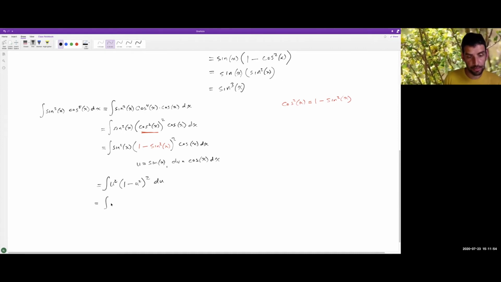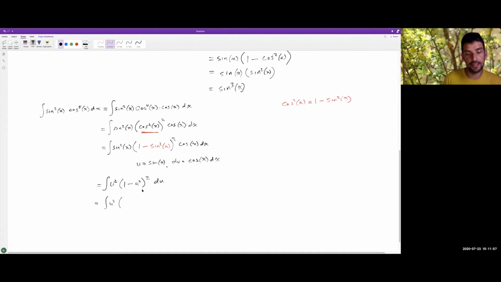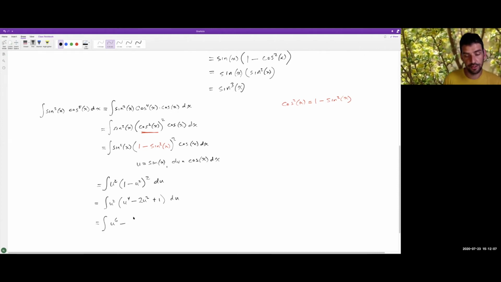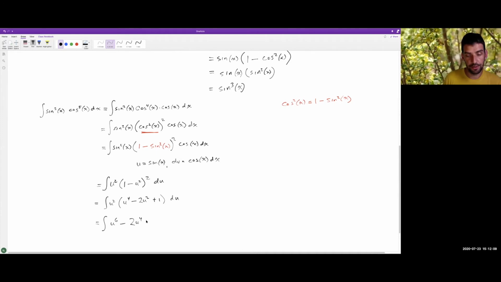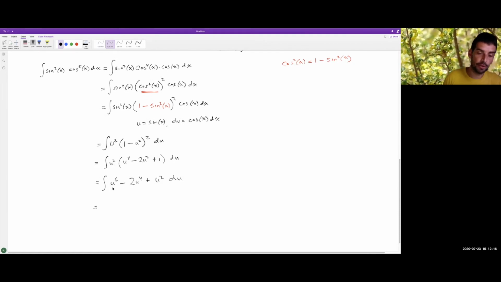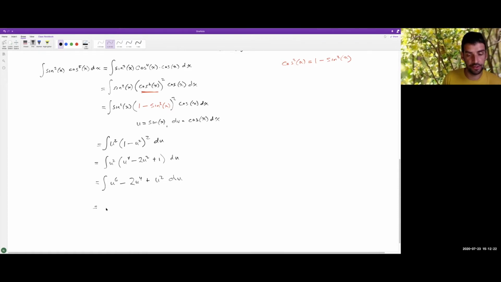The first thing I might do is expand what's in the parentheses, I get u to the 4th minus 2u squared plus 1. Then distribute that u squared, so I have u to the 6th minus 2u to the 4th plus u squared. And now this is a pretty simple application of the power rule and our properties of integrals that let us break it up over these additions and subtractions.